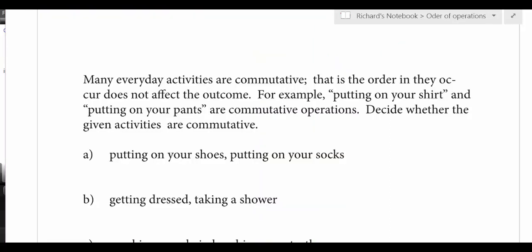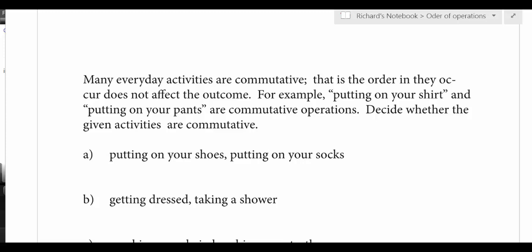Right, so many everyday activities are commutative. That is, the order in which they occur does not affect the outcome. So putting on your shirt doesn't interfere with putting on your pants. Same with putting on your pants. You could put on your pants first and then put on your shirt. They're commutative. So let's look at some examples. Putting on your shoes and putting on your socks.